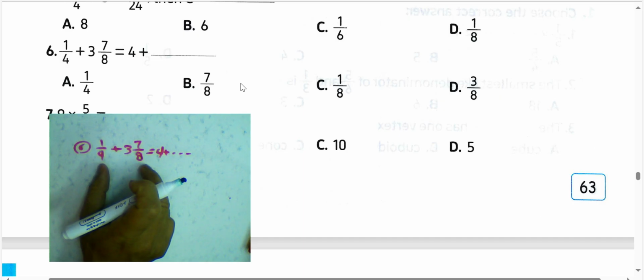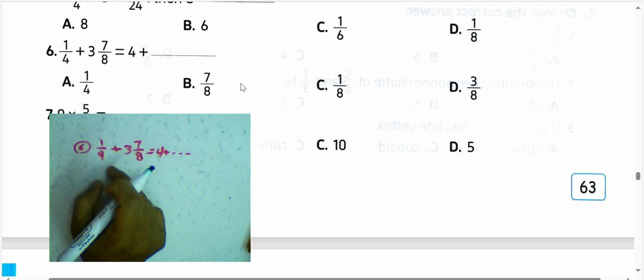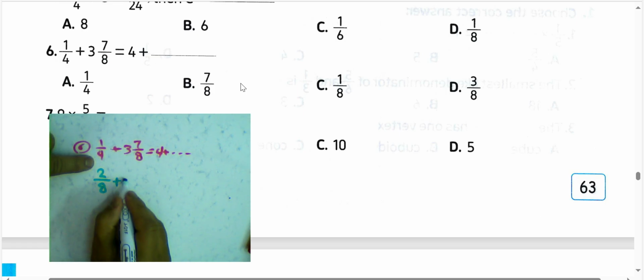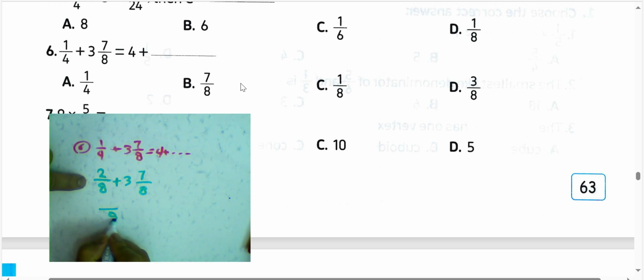يعني حبايبي ما تيجي تحل الاكزامبل ده لازم تخلي الدينوميريتور زي بعضه. Product by 2 numerator and denominator. Then the result will be 2 over 8. 1 times 2 and 2 times 4 plus 3 and 7 over 8. And then we can add together. Write it in numerator and 3 here. 7 plus 2 equal 9.